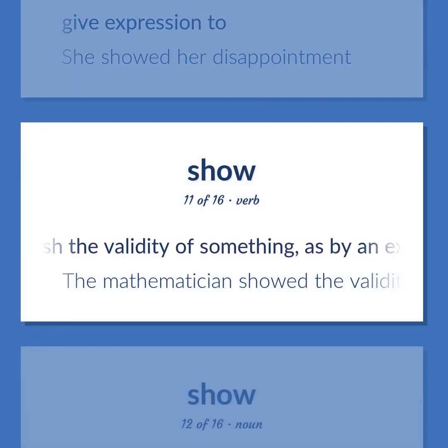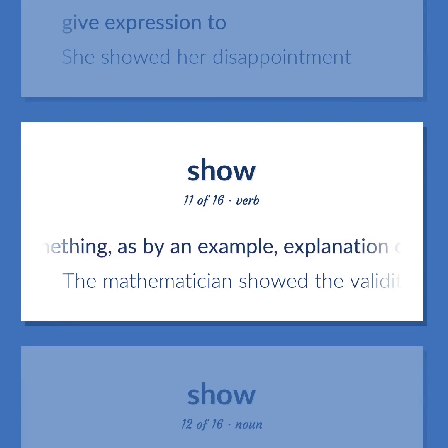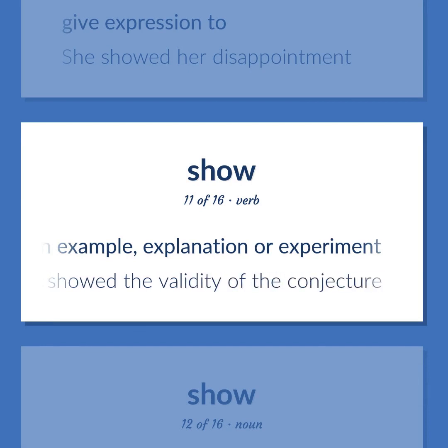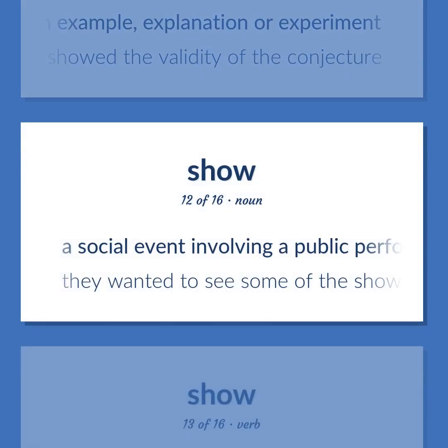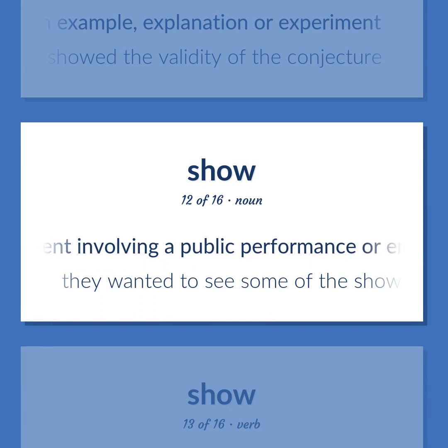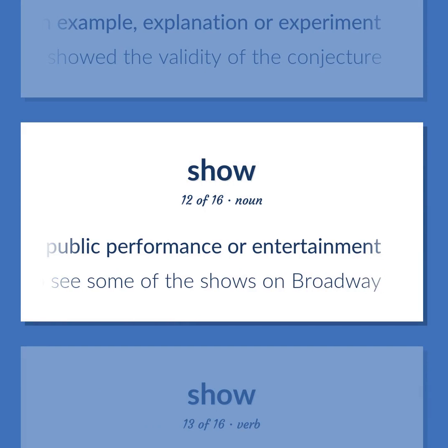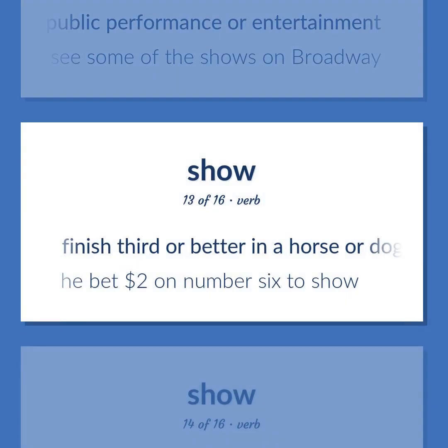Establish the validity of something, as by an example, explanation or experiment. The mathematician showed the validity of the conjecture. A social event involving a public performance or entertainment. They wanted to see some of the shows on Broadway. Finish third or better in a horse or dog race. He bet $2 on number 6 to show.